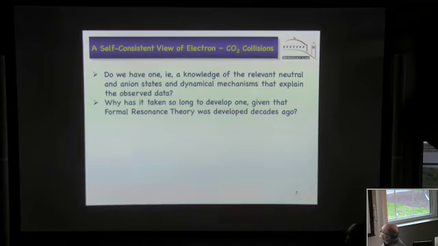And so what I'd like to say is, do we have, at this point in time, a self-consistent view of electron CO2 collisions, at least the resonant collisions, because these are all negative ion resonance processes that I'm talking about. And when I say do we have a consistent view, what I mean is do we have a knowledge of the relevant neutral and anion states and the dynamical mechanisms that explain all of this observed data.